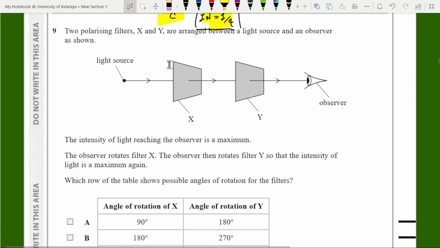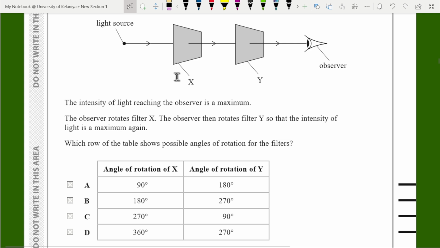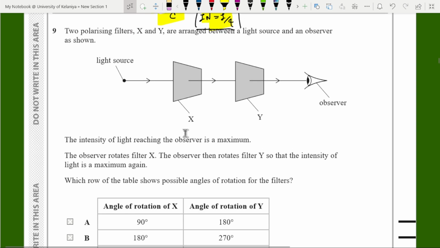Okay, in the 9th one, 2 polarizing filters X and Y are arranged between a light source and an observer as shown. Here's the light source and we have 2 polarizing filters X and Y. The intensity of light reaching the observer is maximum. The observer rotates filter X. The observer then rotates filter Y so that the intensity of light is a maximum again. Which table shows possible angles of rotation for the filters?